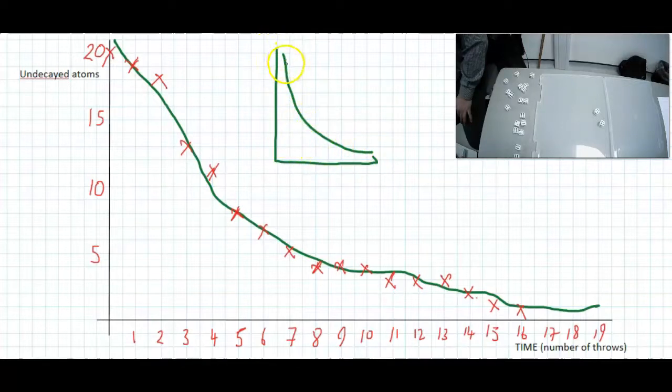So we're going to call this a decay curve. And we've modelled the decay using dice. We've modelled the random nature of decay. And we've shown that even with only a small sample of 20 dice, you still get something approximating to this curved shape. Imagine if you had several billion dice, then you would get a very smooth curve.